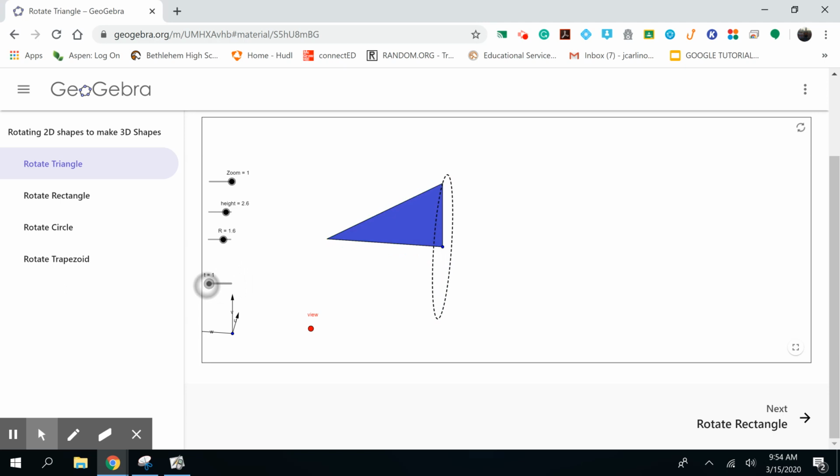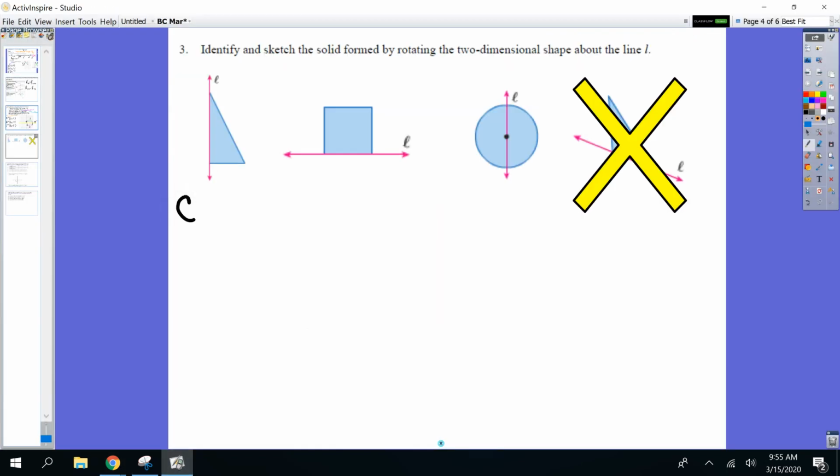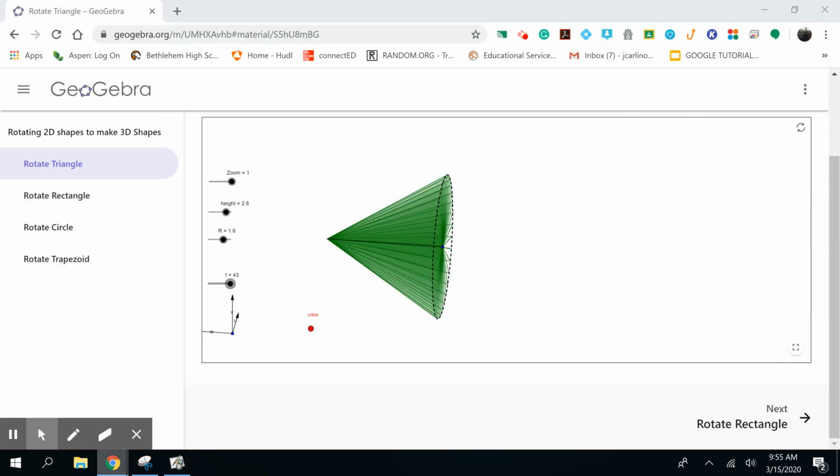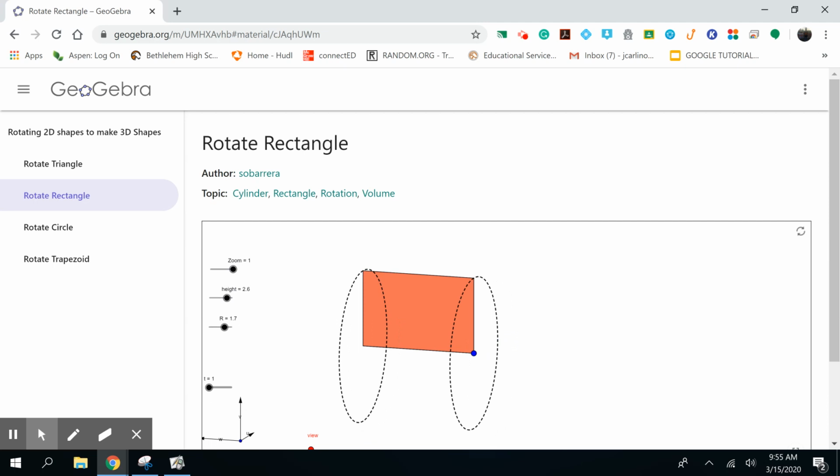All right, so again, I start with my triangle. Here's the line right here that I'm rotating it around. And as you can see, it will start forming a cone. Okay. All right, let's go to the square, or it could be a rectangle as well. Again, I'm keeping line L right where it is and rotating it around. What do you think that three-dimensional object would be? Again, we can go try it out. Let's rotate a rectangle around now.